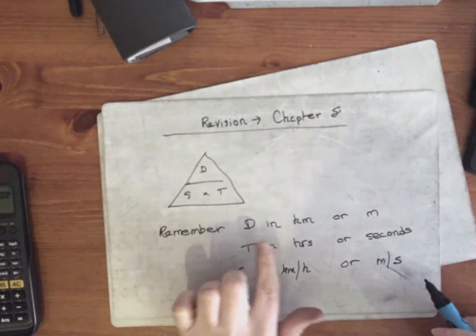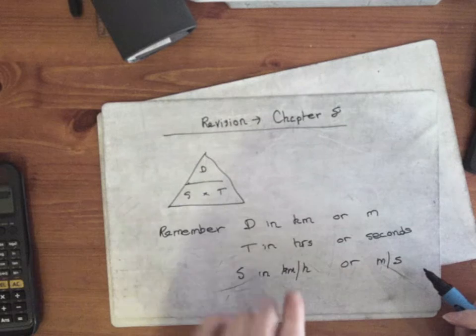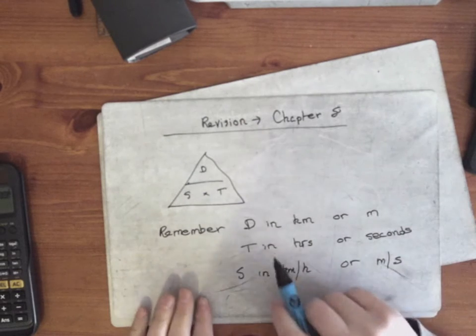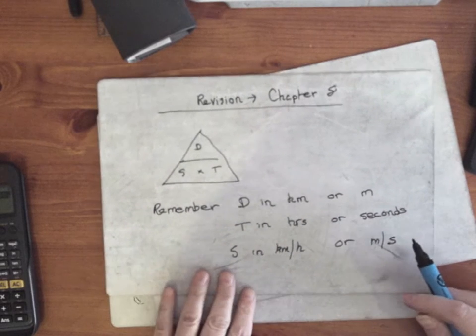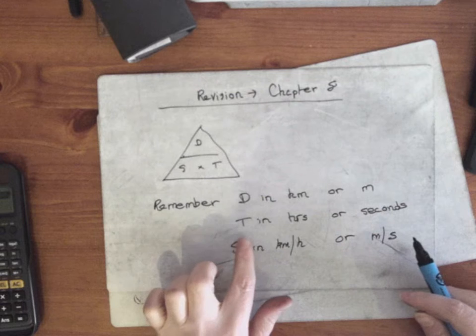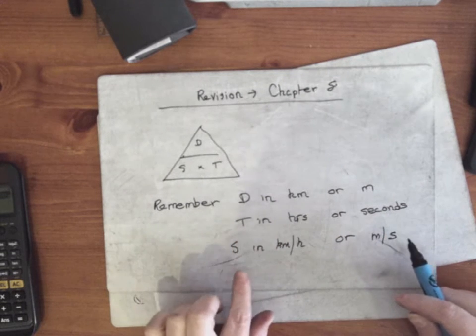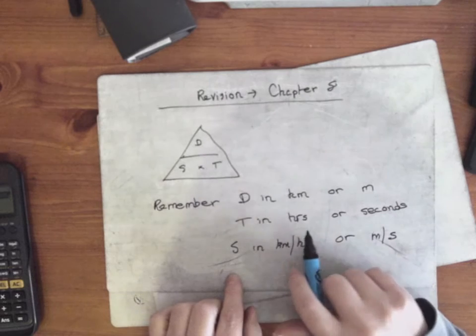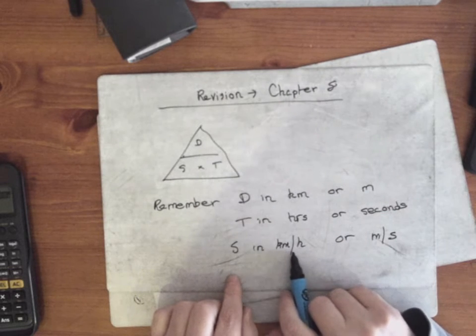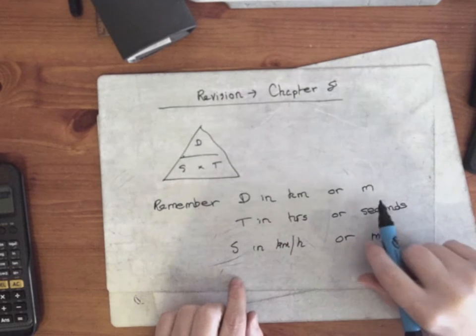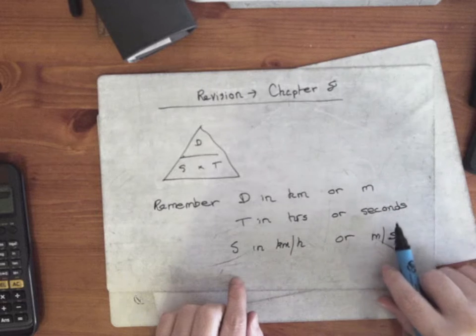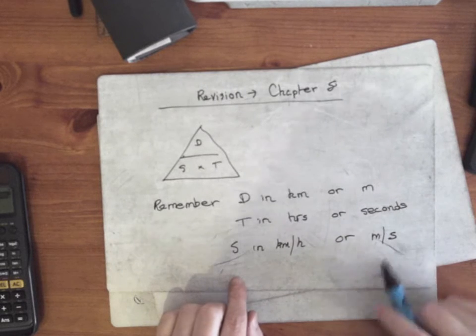Remember guys, distance is measured in kilometers or meters. So if they're not in kilometers or meters in the question, you need to turn them into it. Time is measured in hours or seconds. And that means if distance is in kilometers and time is in hours, speed is in kilometers per hour. Or if distance is in meters and time is in seconds, speed is in meters per second.